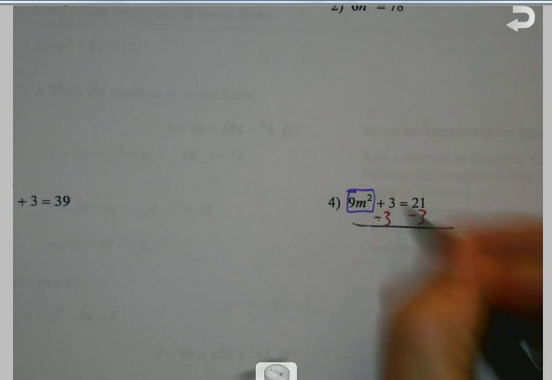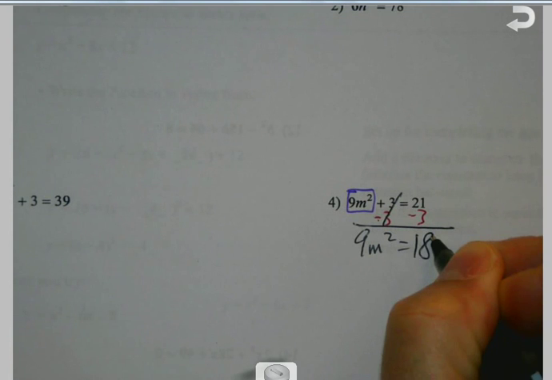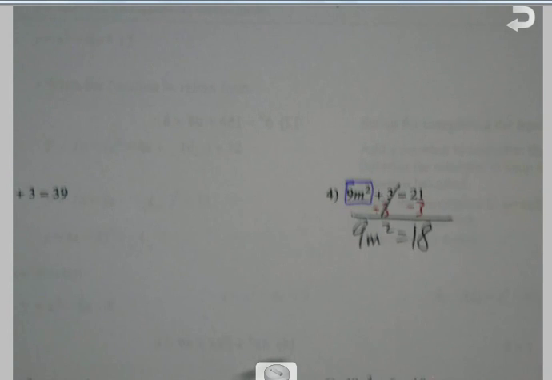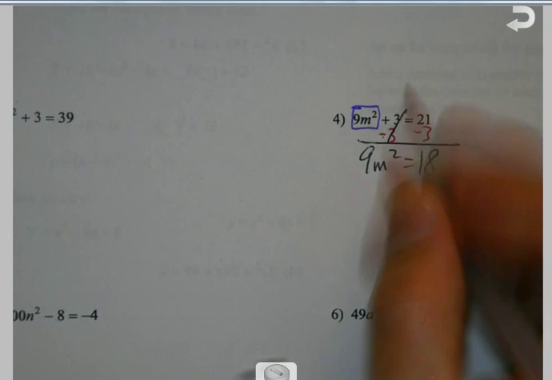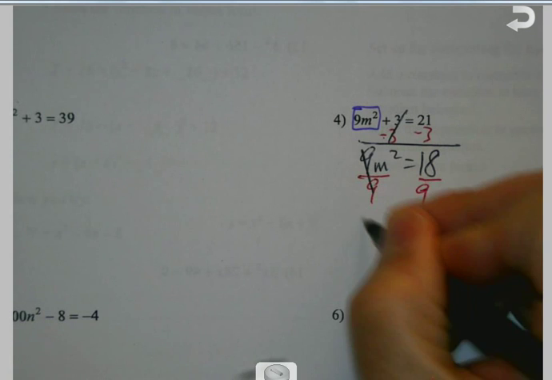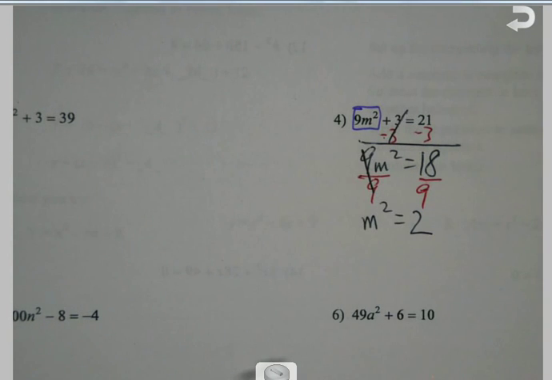Nice. All right. Next step. Divide by 9, because again, I want that m squared by itself before I go to my final step, which is to take the square root.